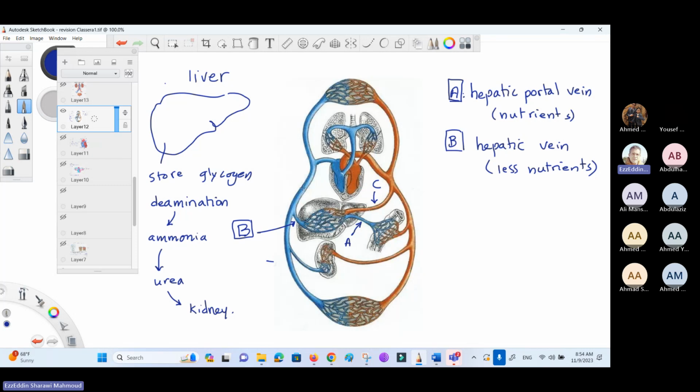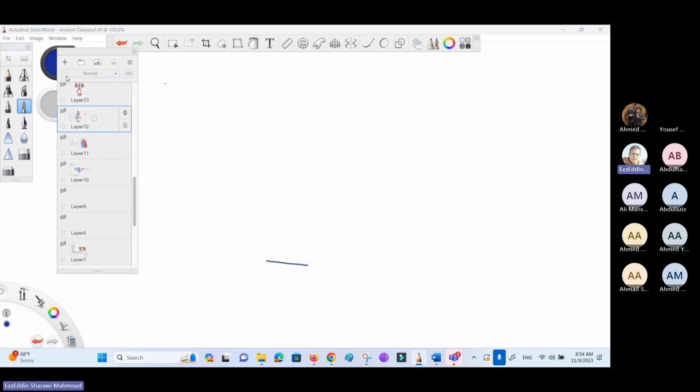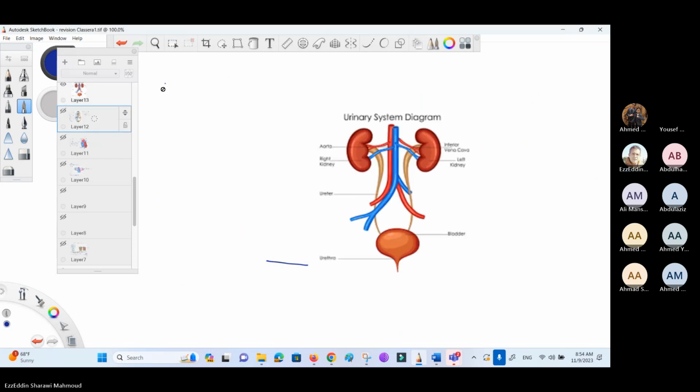And then it goes to the inferior vena cava vein. Sure, it's inferior. It's okay. Let's go to another one here. Kidney.